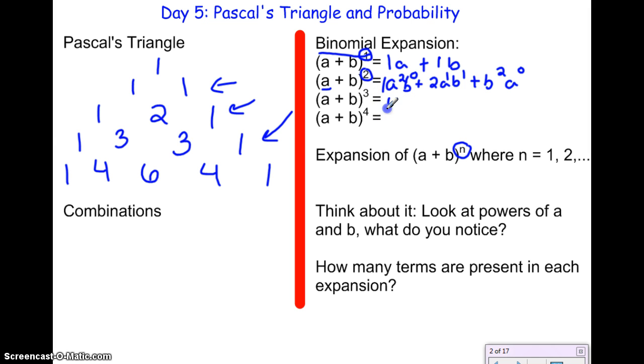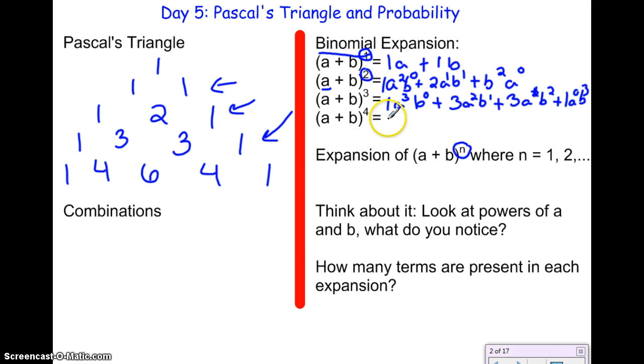So if we take our first coefficient, 1, a starts with 3, b starts at 0, so really that b to the 0 is just 1. And then we have 3 as our next coefficient, a is now to the second, b is now to the first, and then we'll have 3 again as our coefficient, a to the first, b to the second, and then our last term we have 1 as our coefficient, and now a is to the 0 power and b is to the third. All right, same deal.